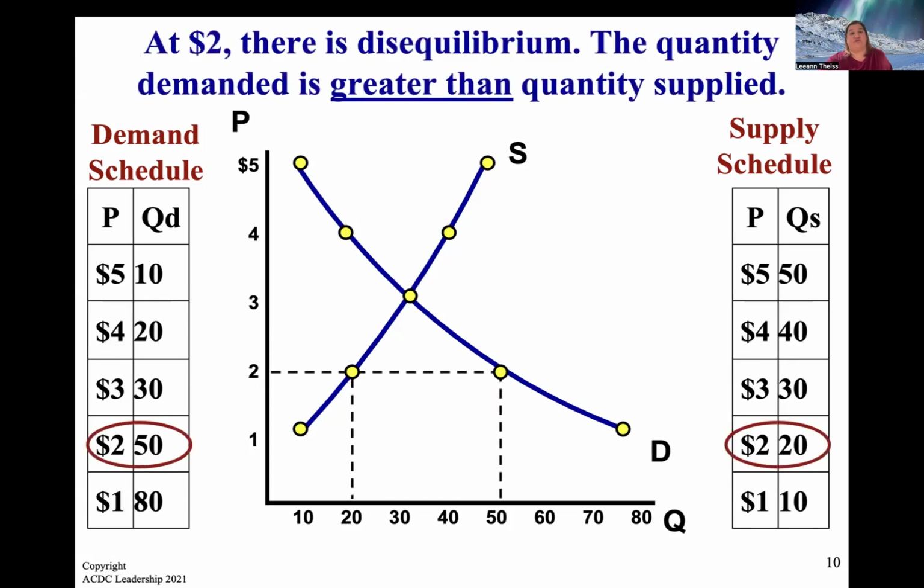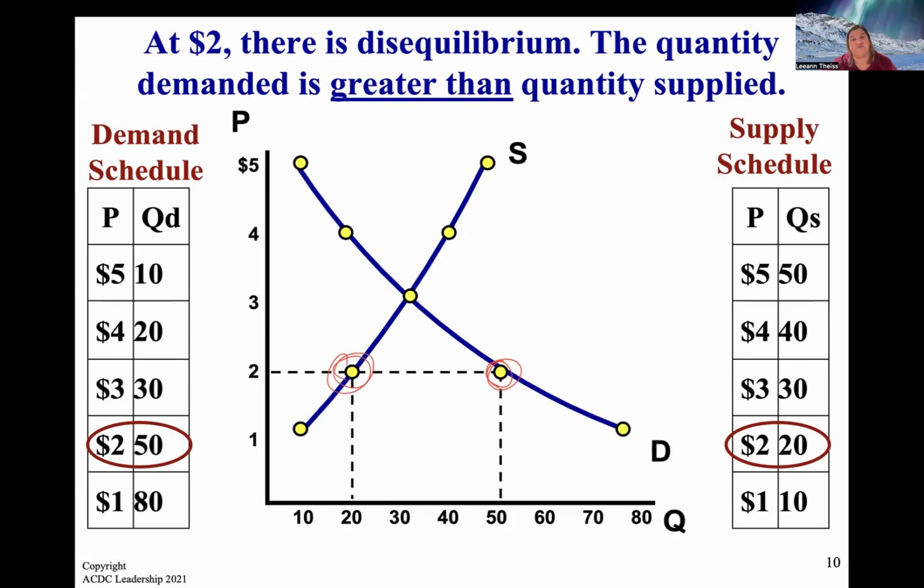Then the other could be true. At the price of $2, we also have disequilibrium where the quantity that's being demanded is too high for the quantity that's being supplied, because consumers are like, yes, give me all the ones. I would love to pay $2. You have 50 being demanded, but the producers are like, no way, we're not making that many because we're losing money. So they're only going to supply a smaller amount over here.